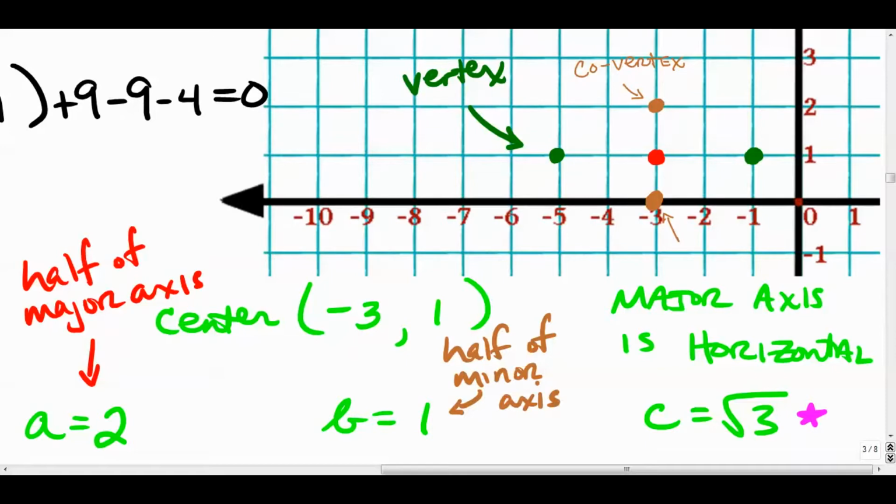Alright, so back to the foci. We're going to put them in purple, and they are going to be radical 3 units away from the center. Radical 3 is about 1.7 or so. So I'm going to go from here 1.7, so it looks like it's going to be right in here somewhere. That's our focus.